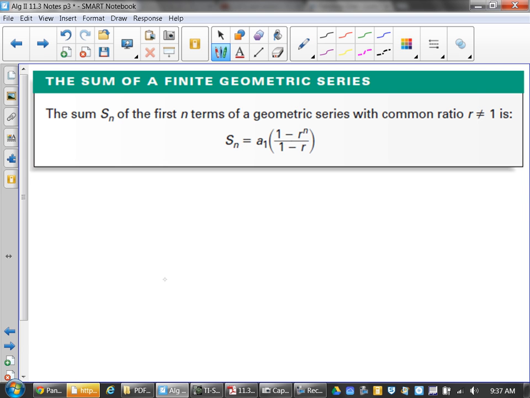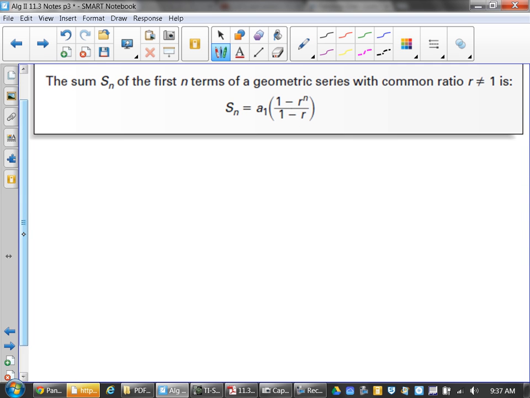Just like it was with the sum formula for the arithmetic, the n value here stands for the number of terms within the sequence that you're looking to add up together. You still have that r value as your common ratio. It's always going to be equal to that first term times a whole bunch of junk. It's really not that bad though, okay? It's 1 minus whatever your rate is to however many terms you're trying to add up.